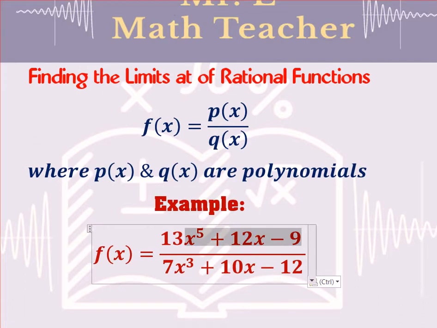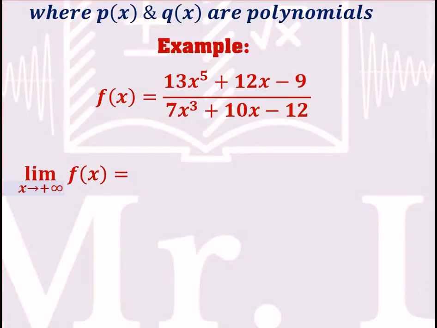Why? Because the numerator is a polynomial with degree 5 and the denominator is also a polynomial with degree 3. Degree means the highest power. That's why here I said that the degree is 5 because the highest power is 5, and here the degree is 3 because the highest power is 3. So now guys, let us try to study the limit at plus infinity for the given f of x, or for the given rational function.